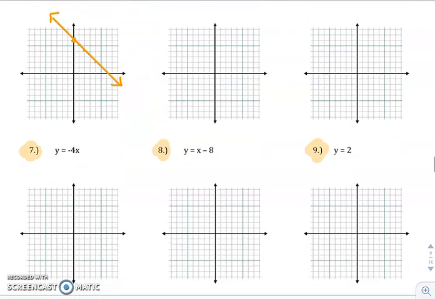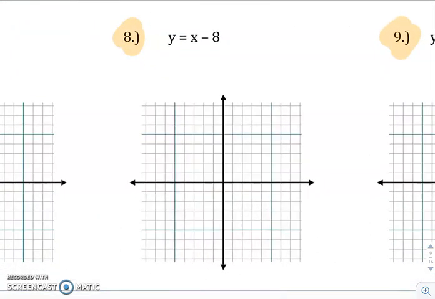So let's go ahead and look at the bottom 3 here. Actually, let's do number 8. Y equals x minus 8. So again, it's 1x, but you're starting at negative 8 on that y-axis because that's your y-intercept. And your slope is positive, so we're going to go up 1 and to the right.